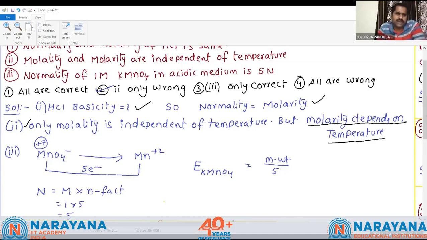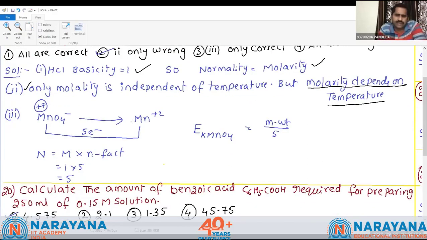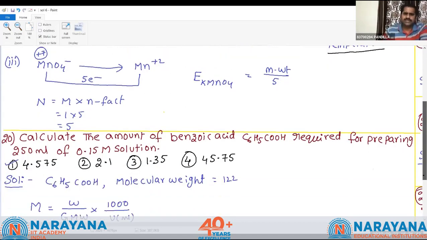Third point: the normality of 1 M KMnO4 in acidic medium is 5 normal. Correct. How? In acidic medium, MnO4 minus is converted to Mn plus 2. MnO4 contains manganese in the plus 7 oxidation state, which is converted to plus 2, a change of 5 electrons. So normality is equal to molarity into n factor, 1 into 5 is equal to 5. It's correct. Only 2 is wrong.